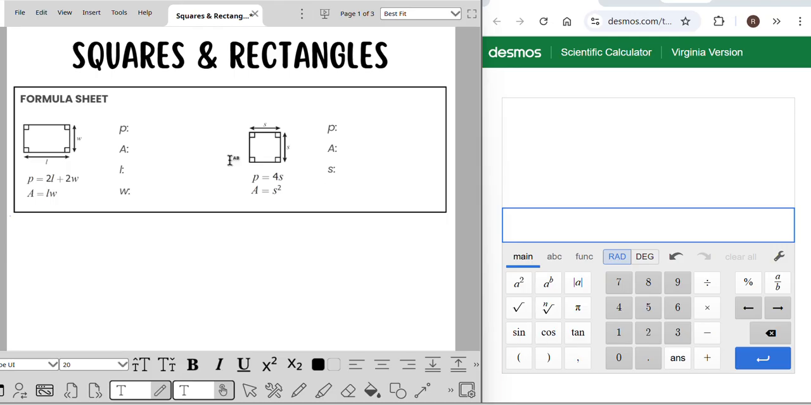We actually use these formulas for everything. If you want to use these, you are welcome, but we just prefer using the rectangle formulas for all squares and rectangles. So let me get over here to making sure we all know what these letters mean. The P stands for perimeter.